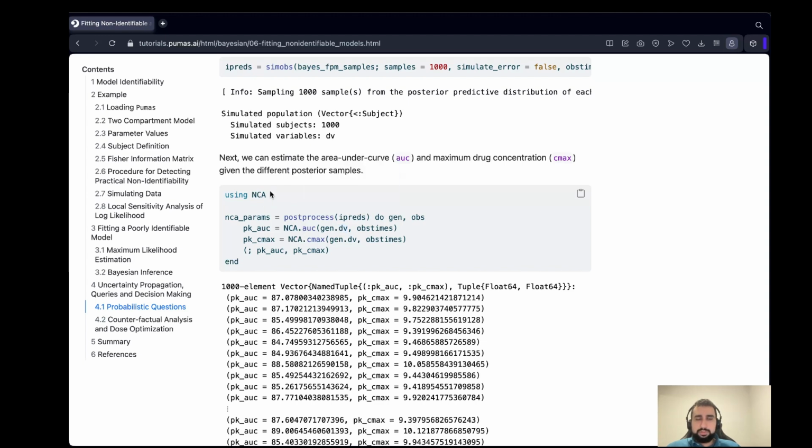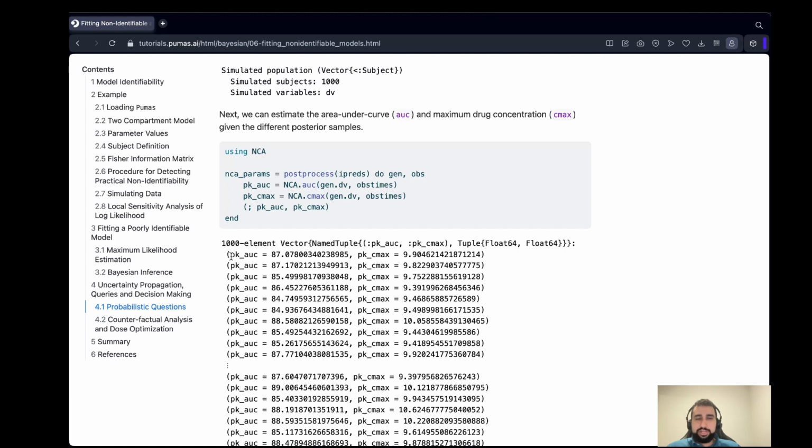And so what we're doing is we're just loading this NCA package and evaluating the AUC and the Cmax given those predicted concentrations. And then we get the value here. So that's going to be a scalar for each scenario, basically, for each simulation. And then I'm building a named tuple out of those two scalars. And so the end result is a vector of length 1000, because we had 1000 samples. And for each element in this vector, we have a named tuple that gives us both the pk AUC and the pk Cmax values for the various scenarios that we have.